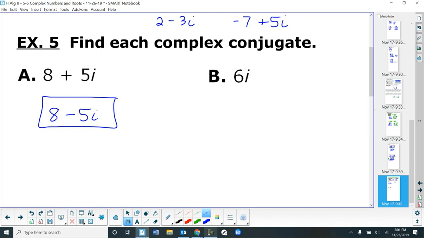Okay, so positive 6i, that is the only part we have here. So the complex conjugate would be negative 6i. And I always tell my students to think of this as 0 plus 6i. So the complex conjugate would be 0 minus 6i, or just negative 6i.